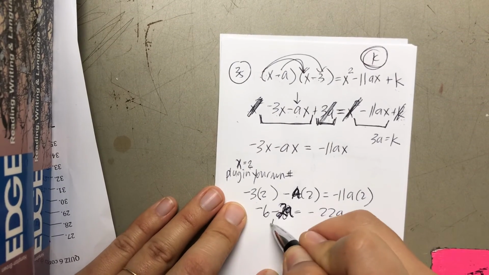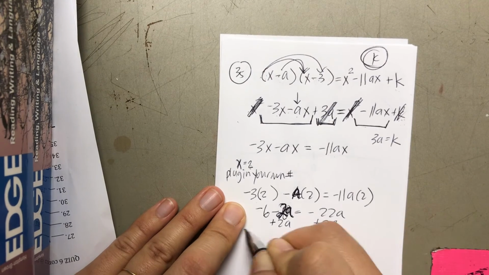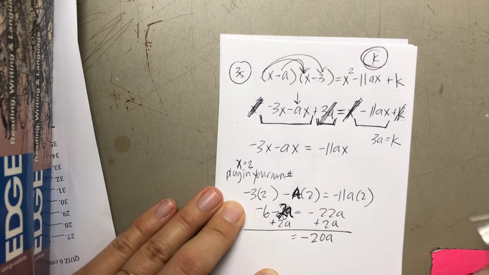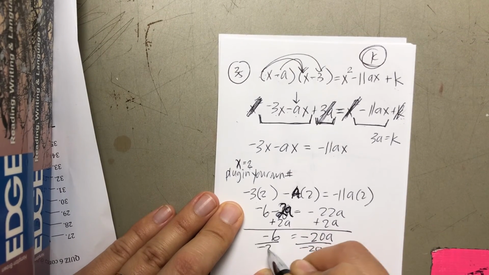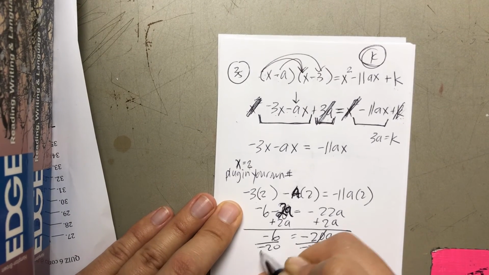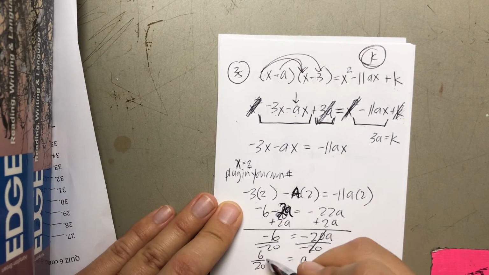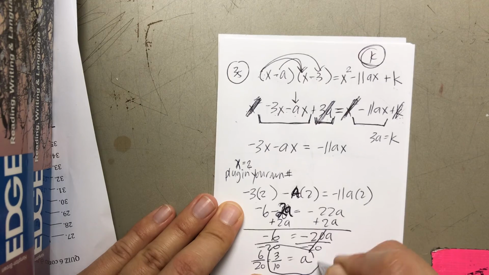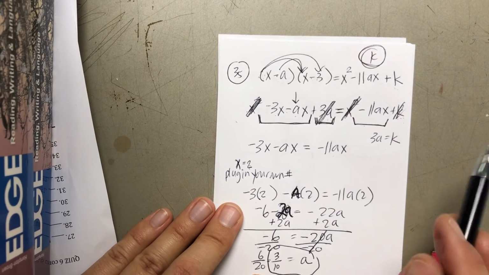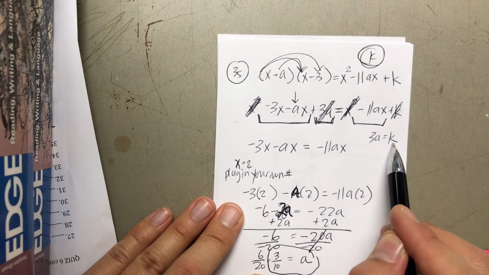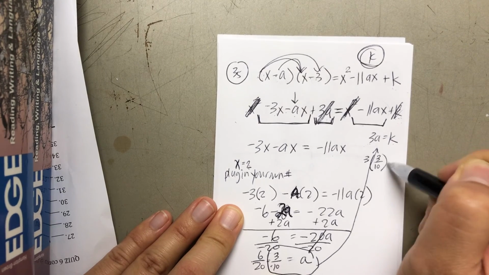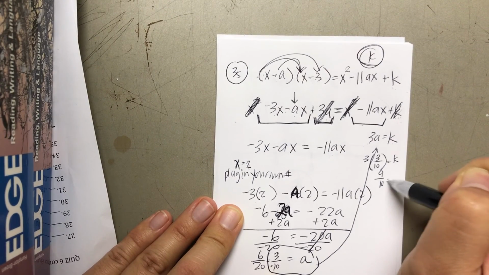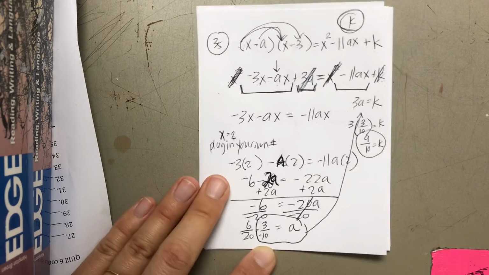So when I do that, I could go plus 2a to bring it on this side, plus 2a to bring it on this side, and this is going to be negative 20a over negative 6. If I want to divide out the 20, negative 20, a is going to equal positive 6 over 20, which reduces to, if I take out a 2, 3 over 10. Okay, so a equals 3 over 10. In the end, they want us to find out what k is. So we already know that 3a equals k. Take our 3 over 10 and plug it in right here. 3 times 3 over 10 is going to equal k. Therefore, it's going to be 9 over 10 equals k. And that is your answer.